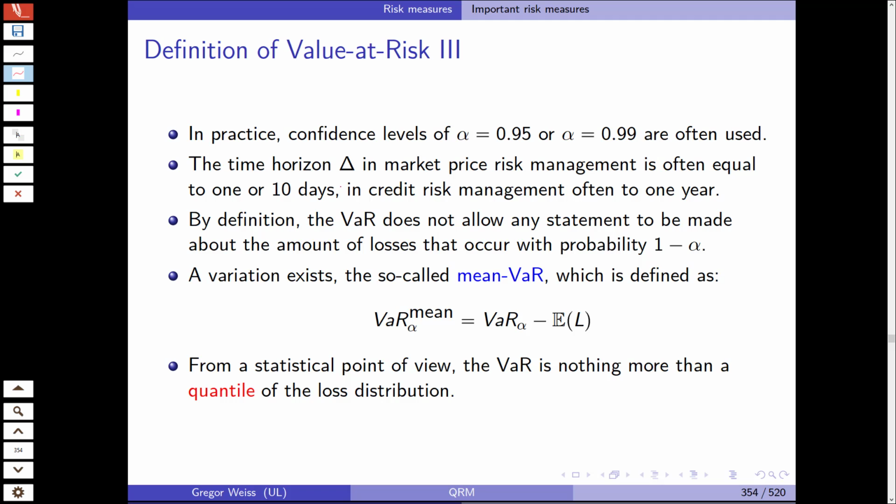The time horizon in market price risk management is often equal to 10 or 1 trading days. In credit risk management, it's often 1 year. That's the usual time focus in credit risk management.